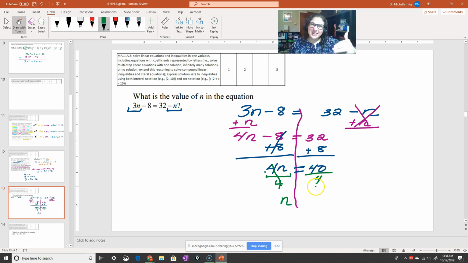Again, whatever you do to one side, you have to do to the other side. 40 divided by 4 is 10. So I'm left with n equals 10. So obviously when you're doing this in real life, you're not going to need to explain it, but watch this video as many times as you like.